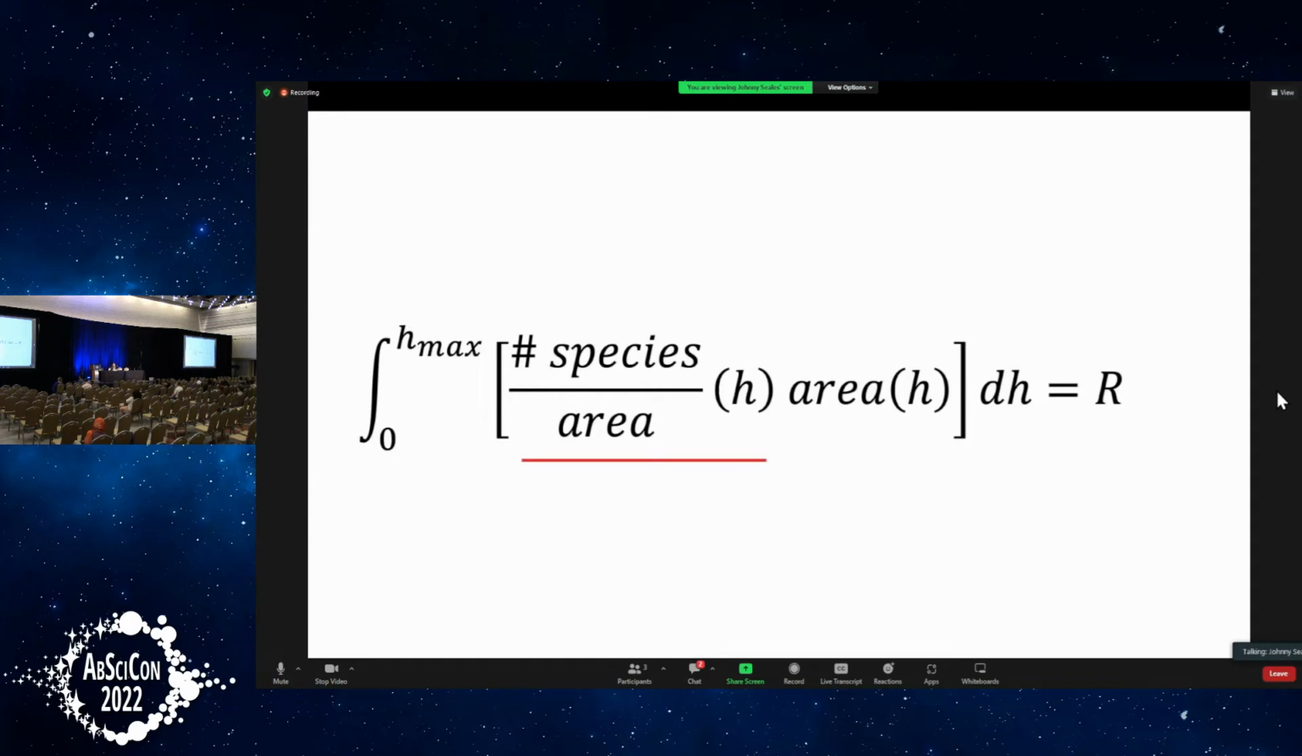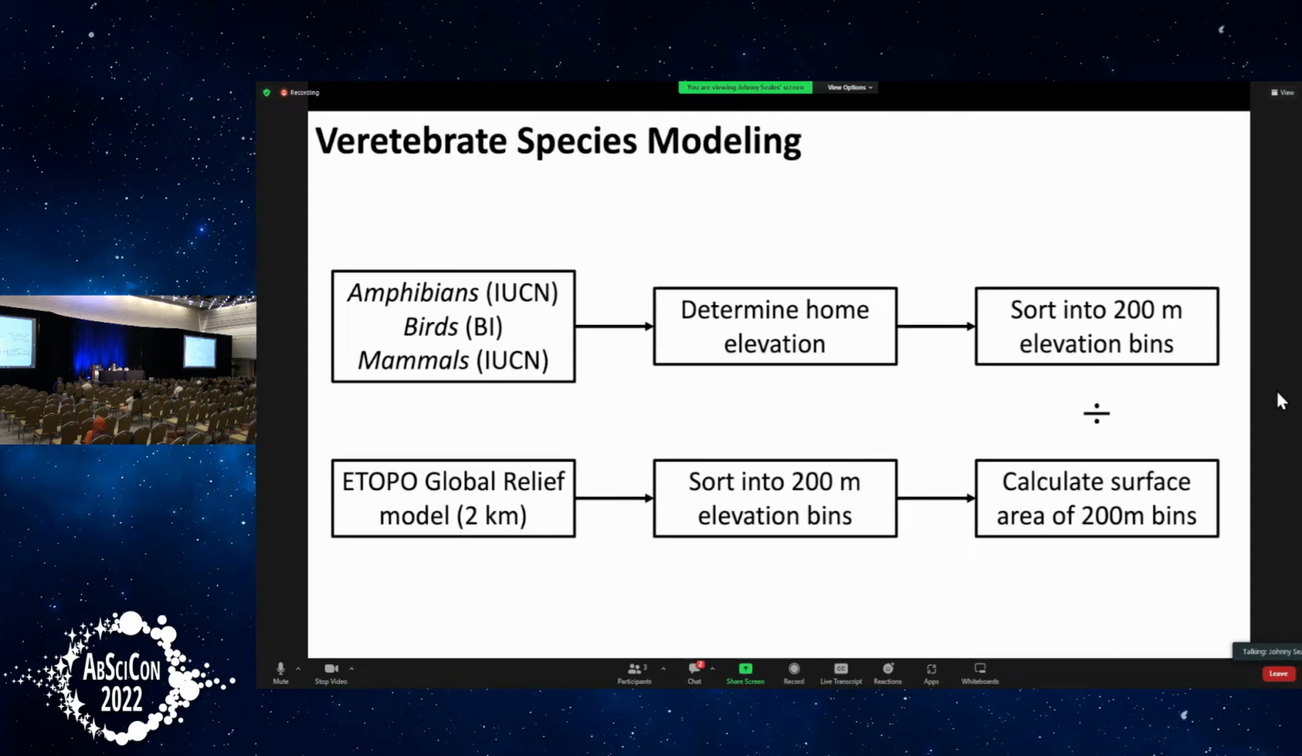We'll first step through calculating the number of species per unit area and how that varies with height. The way that this was done is that Maya stepped through some data sources and looked at the number of species that were out there and took each species, estimated its average elevation that it occupied, and then binned all of those species into 200-meter elevation bins. Simultaneously, she took the global relief model that is 2x2 cells and took each of the elevations and binned those into 200-meter bins as well.